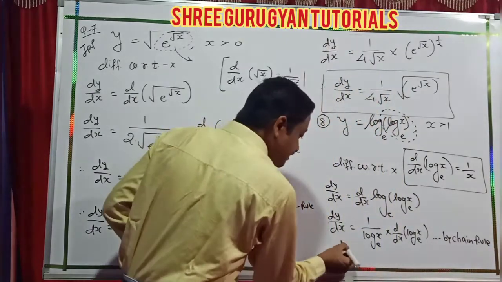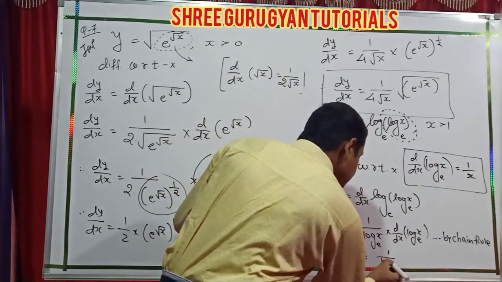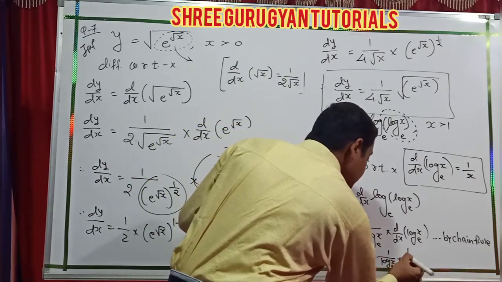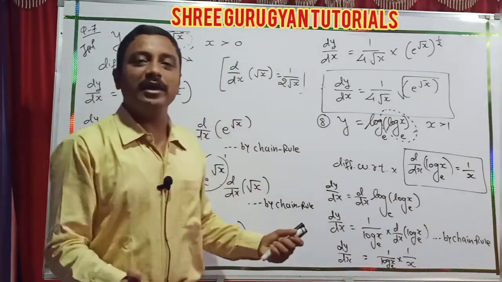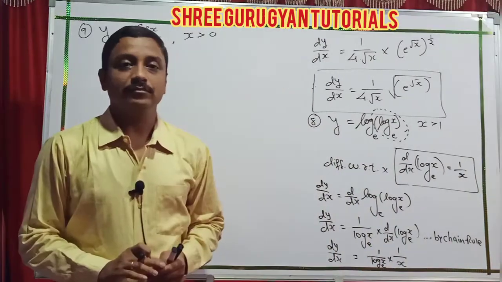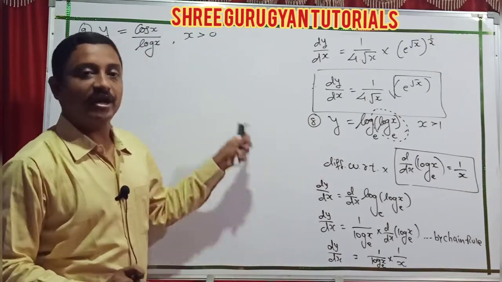So finally the answer dy by dx is done here. This 1 by log x, and this log x derivative is 1 by x, and here students, it is easily and happily done. Same as that, students, I am moving ahead. Question number 8 is done, now 9.